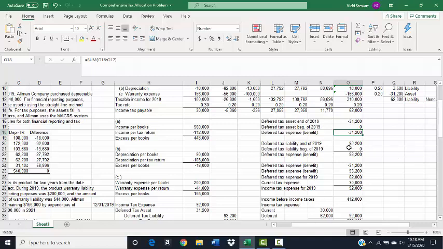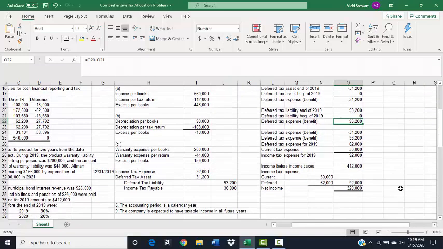Same thing for the deferred tax liability. Since we didn't have anything at the beginning of the year, the deferred tax expense for the liabilities is going to be the same amount as the end. We netted those two and we get the $62,000 for the deferred portion of income tax expense for 2019. So adding that deferred component with the current tax expense or income tax payable on the tax return gives us income tax expense for 2019 that we'll use for our journal entry.